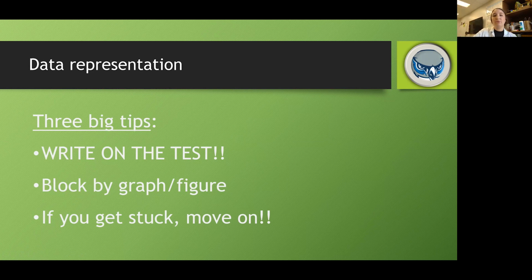And my third one for this, if you get stuck, move on. You have very limited time to answer these questions. If your brain really cannot comprehend what's happening in that moment, move to the next passage type. There are 2 more that you have to deal with, and who knows, maybe the next one will be easier. Don't get discouraged. There are always more questions to answer.